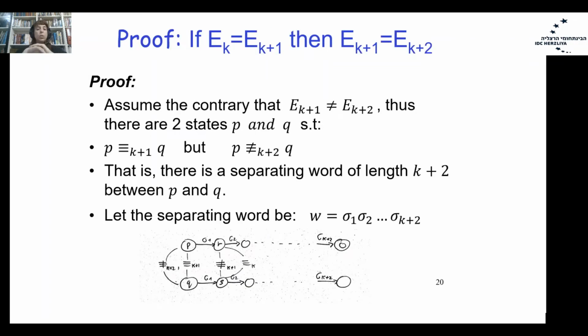Okay, let's assume the contrary. Let's assume that EK plus 1 is not equal to EK plus 2. This means that we have two states, P and Q, such that P and Q are K plus 1 equivalent, but not K plus 2 equivalent. But this means that we have a separating word of length K plus 2 between P and Q. Let's define the separating word to be sigma 1, sigma 2, sigma 3, up to sigma K plus 2.